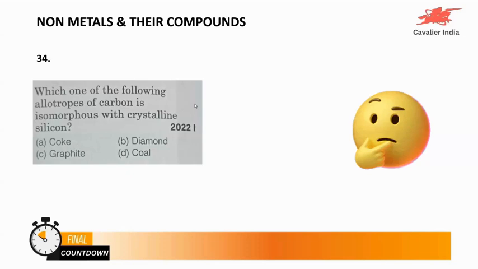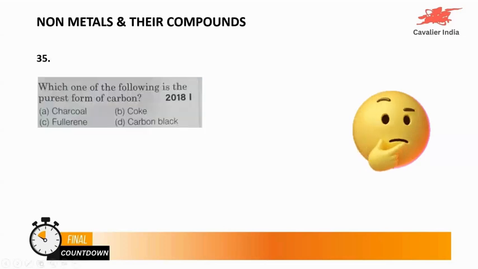Carbon. Allotrope of carbon. Crystalline allotrope of carbon is what? Diamond. So which is the right option? Which one of the following is the purest form of carbon? Charcoal, coke, fullerene, carbon black. Which is the purest form here?